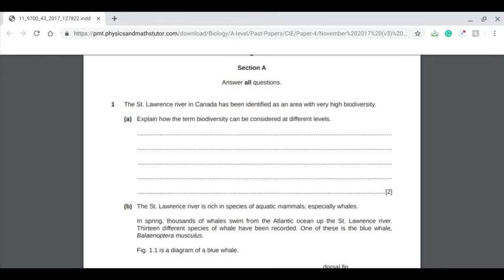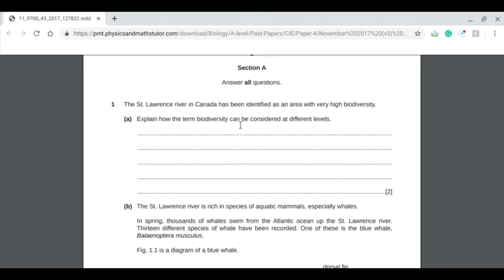So the first question is, the St. Lawrence River in Canada has been identified as an area with very high biodiversity. Explain how the term biodiversity can be considered at different levels. Now, if you remember that biodiversity, this is pretty straightforward. But if you still don't know how to answer this, I'm going to give you hints that if it's ever a question like this, most probably you can say it's within one species, or between different species.